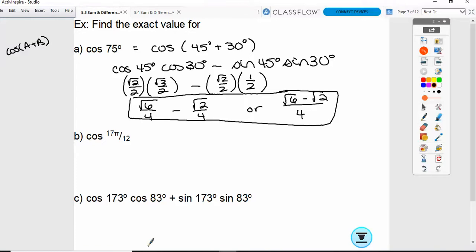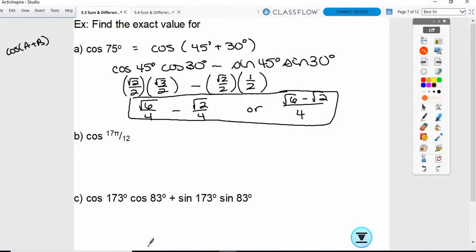If I had said negative 75 degrees, what would you do first? Add 360 and get a coterminal angle and then work from there. So you could also use like negative 45 plus negative 30 if it were a negative 75, and that will work, but I think most people usually prefer to make your angle positive. So if I ever gave you a negative angle, you could do that.